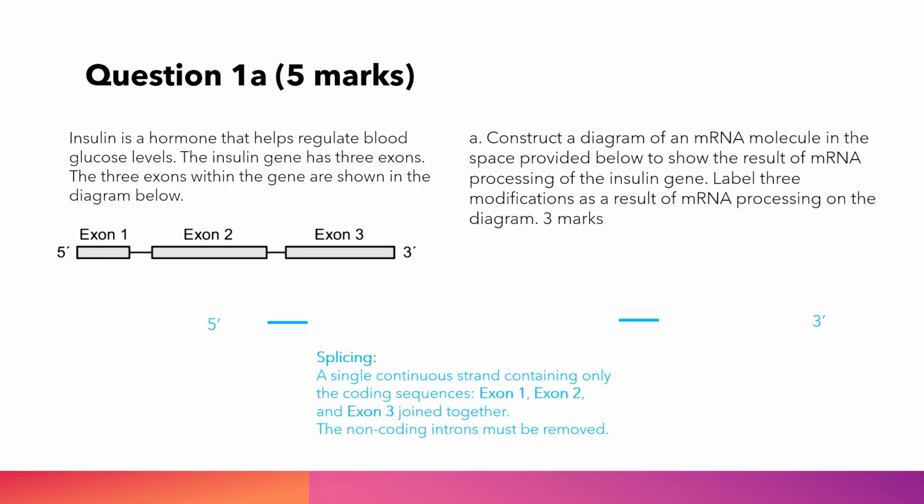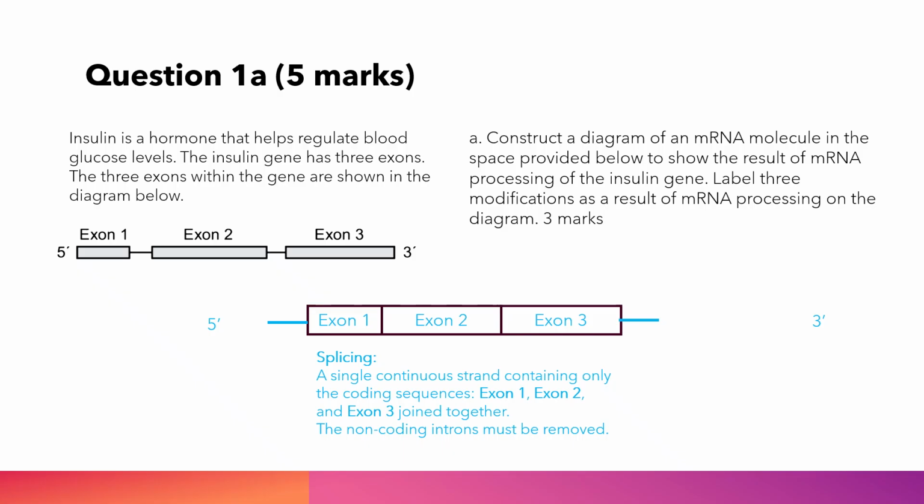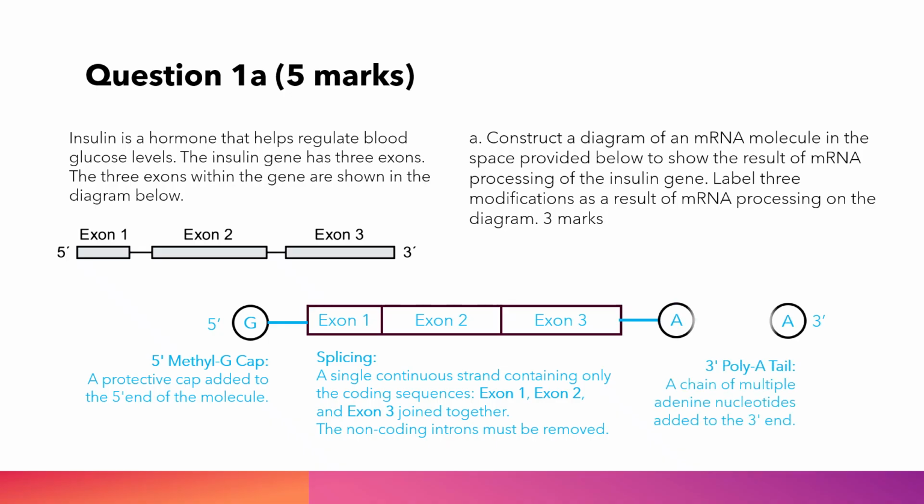Splicing: a single continuous strand containing only the coding sequences, exon 1, exon 2, and exon 3 joined together. The non-coding introns must be removed. 5' methyl G cap: a protective cap added to the 5' end of the molecule. 3' poly A tail: a chain of multiple adenine nucleotides added to the 3' end.